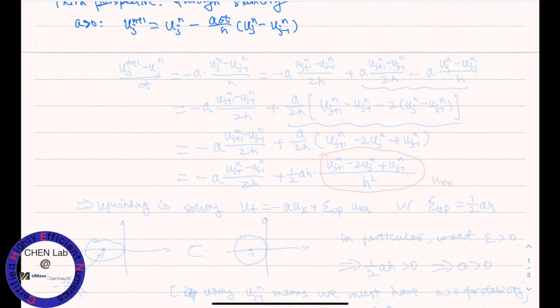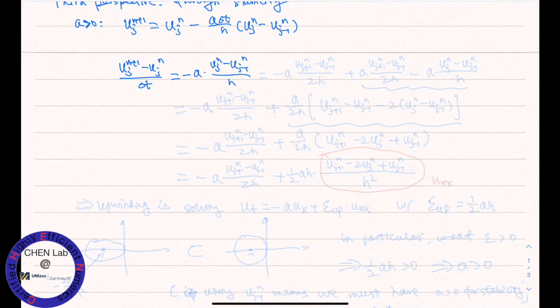If we follow the form of the equation, this (u_j^{n+1} minus u_j^n) divided by delta t, that's u_t, is equal to negative a u_x, right? Negative a u_x. It's (u_j^n minus u_{j-1}^n) divided by h.